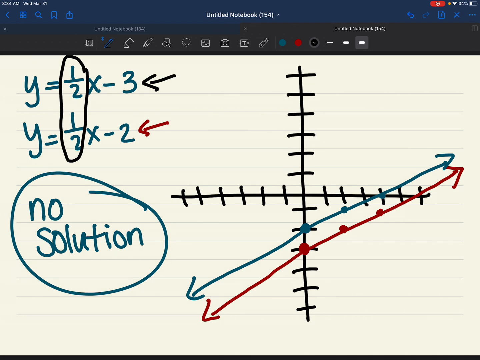Anytime you have the exact same slope, that means your lines are never going to cross, okay? Same slope, but they have different y-intercepts. So here's the deal. You can tell just by looking at the equation before you even graph what your answer is going to be, right? Now, you still have to graph, but we should always be able to tell, okay? Any questions?